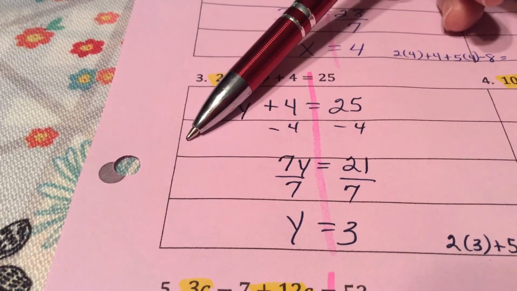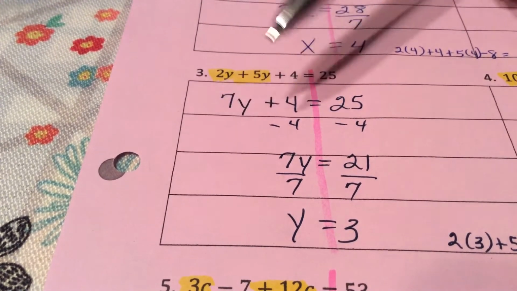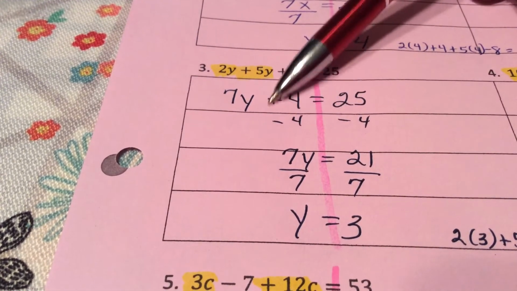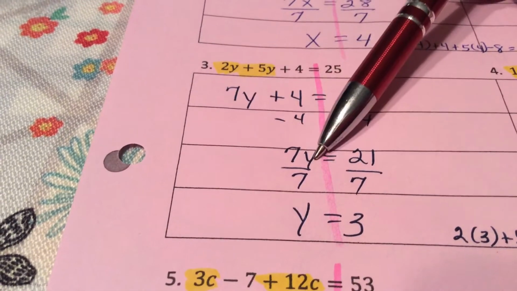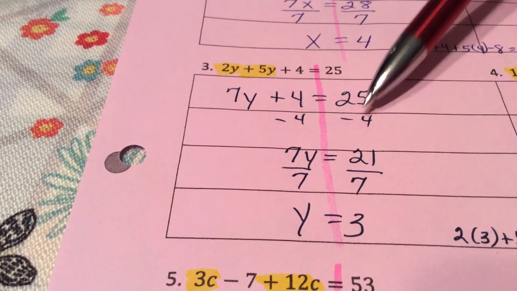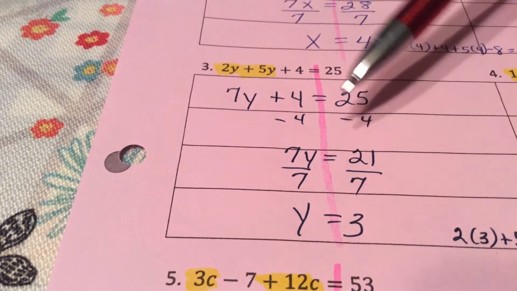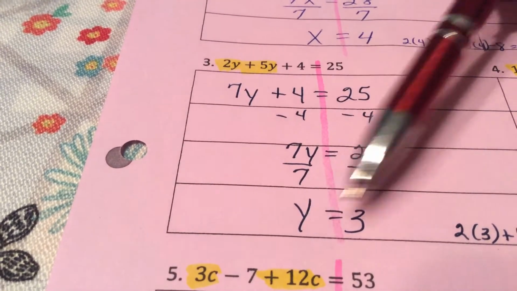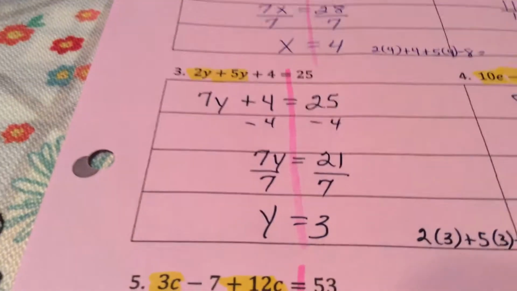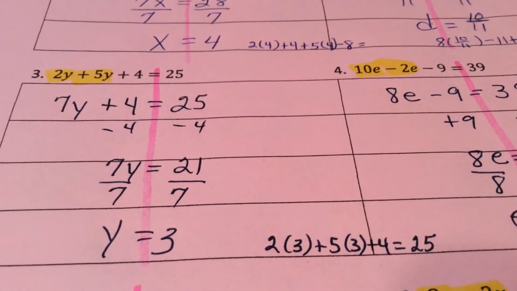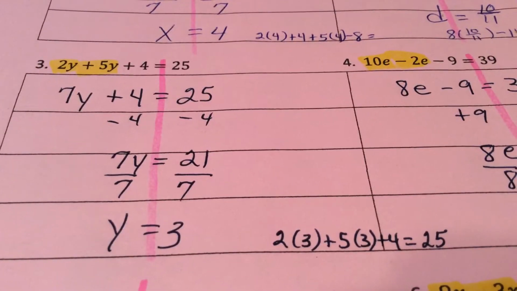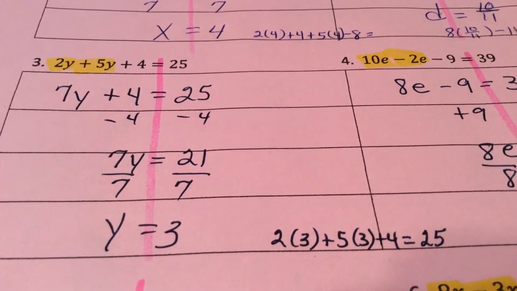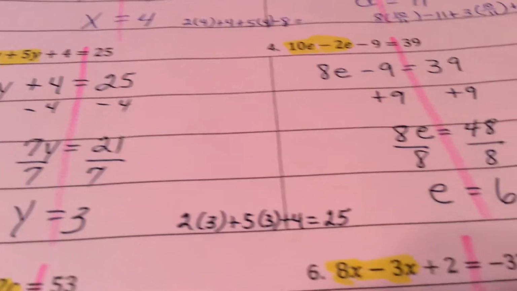Cover up our 7y. The inverse of adding 4 is to minus 4, so we're going to minus 4 on both sides. These two get rid of each other, so we get 7y equals 25 minus 4, which is 21. Now this is 7 times y, so we divide by 7, and we get y equals 3. Now let's take our check. We're going to take 2 times 3, plus 5 times 3, plus 4. When we do that in our calculator, we will get 25, and this problem checks.